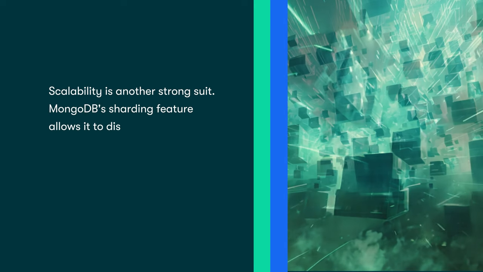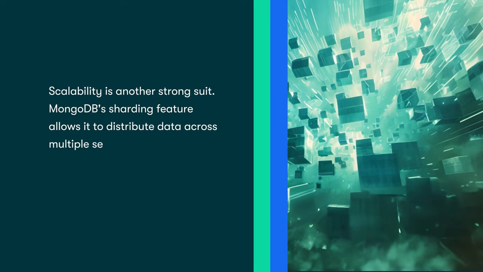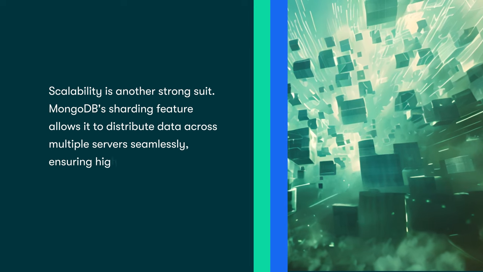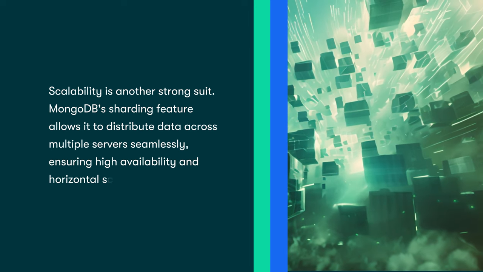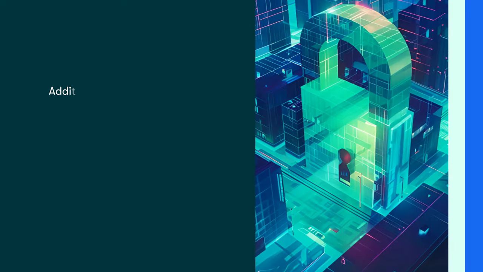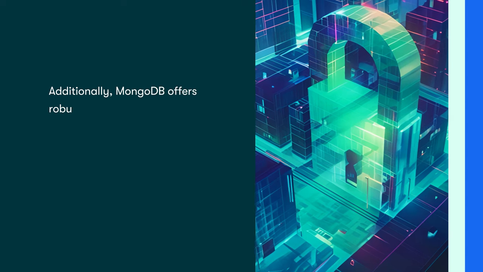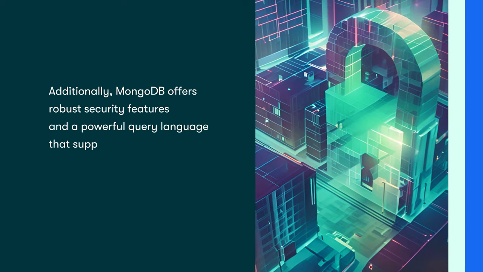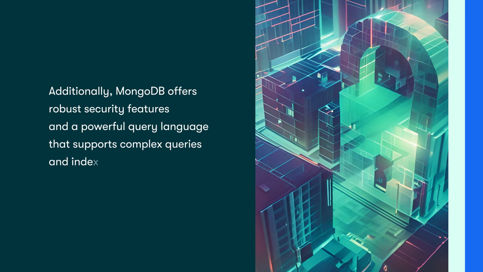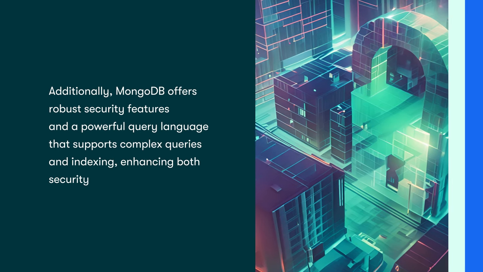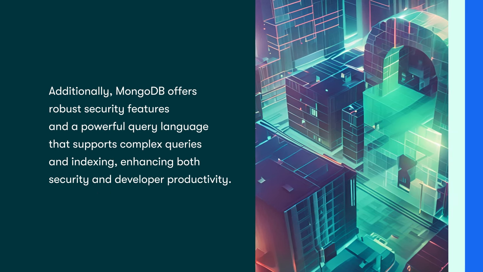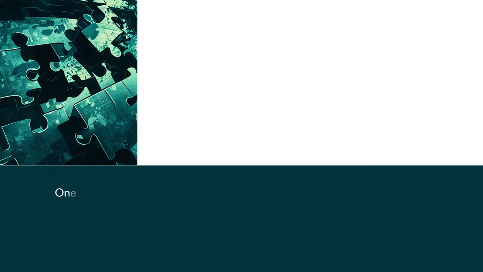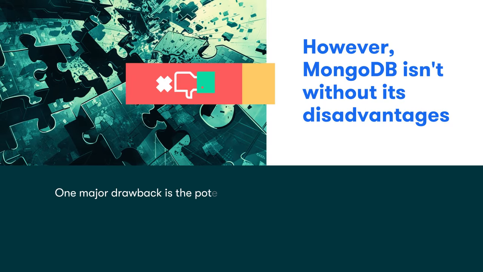Scalability is another strong suit. MongoDB's sharding feature allows it to distribute data across multiple servers seamlessly, ensuring high availability and horizontal scalability. Additionally, MongoDB offers robust security features and a powerful query language that supports complex queries and indexing, enhancing both security and developer productivity.